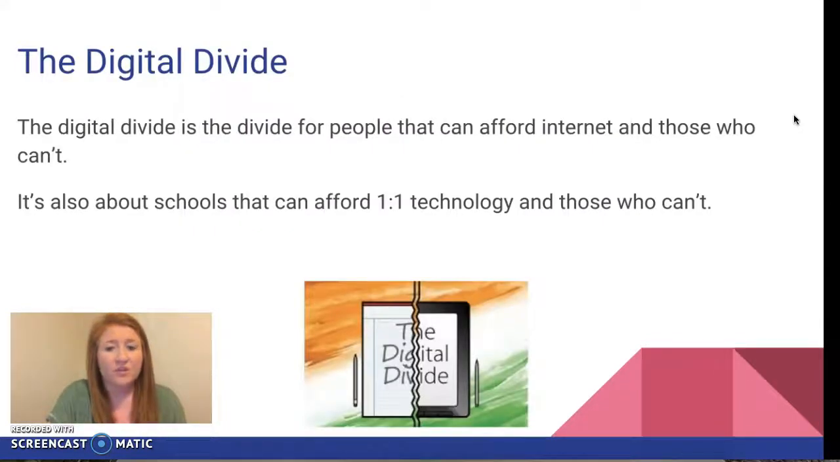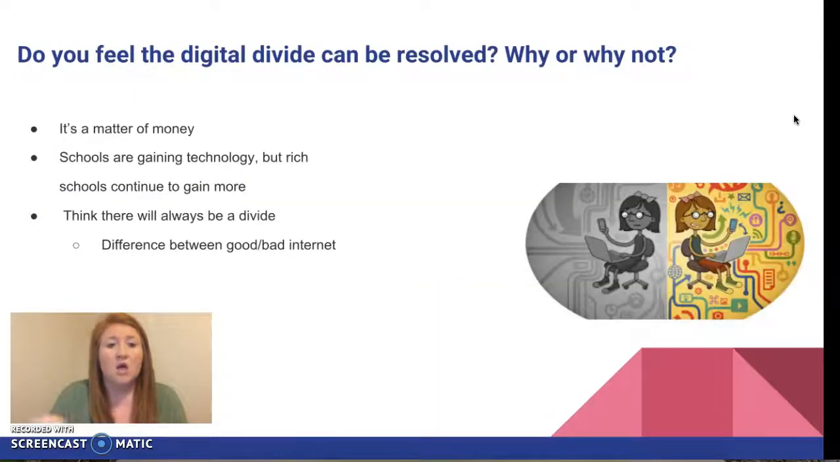And then the digital divide talked about people that can afford internet and those who can't, and the same with schools. A lot of schools are going to one-to-one technology, but there's also a lot of schools that don't have the funds for that. When thinking about whether the digital divide can be resolved, I don't think it's ever going to be fully resolved. I do think it could get better, but really it's a matter of money.